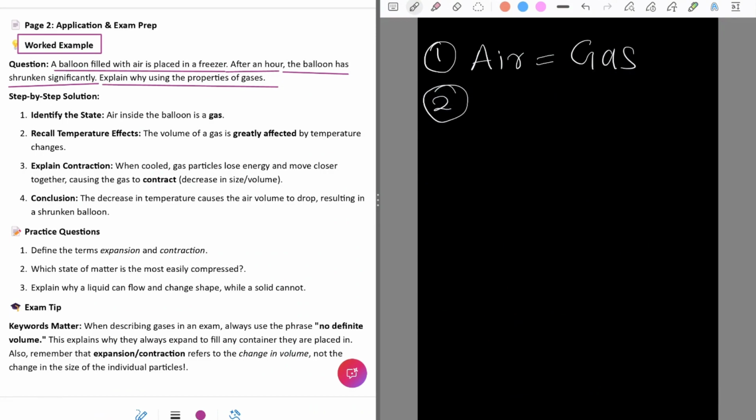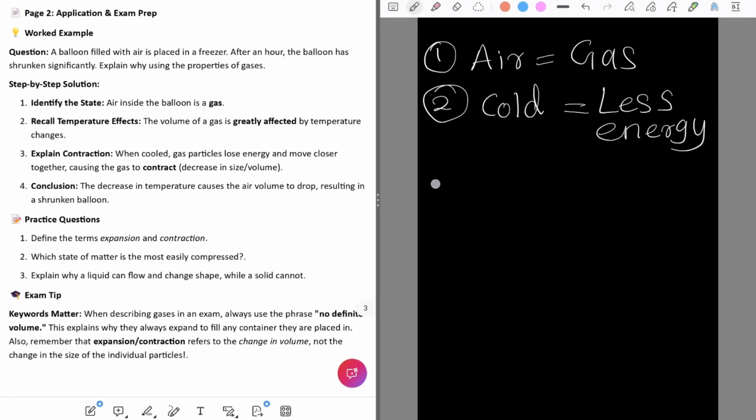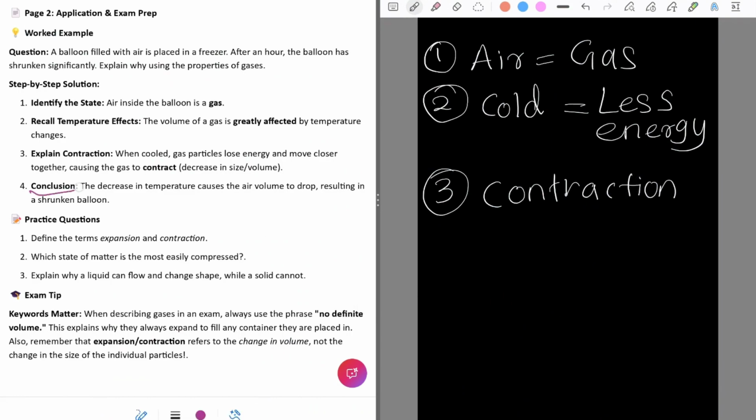Next, recall temperature effects. The gas is greatly affected by temperature changes. So cold gas means it has less energy. So the opposite of expansion happens when it's cooled. That is contraction. So the conclusion is that the decrease in temperature causes the air volume to drop, resulting in a shrunken balloon.